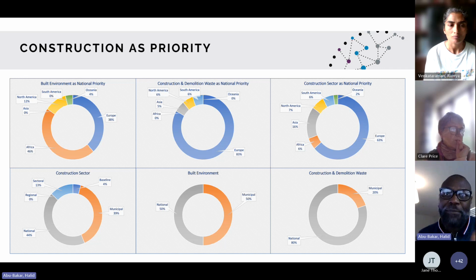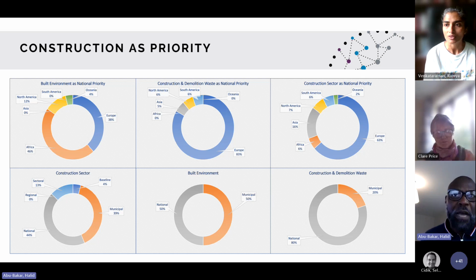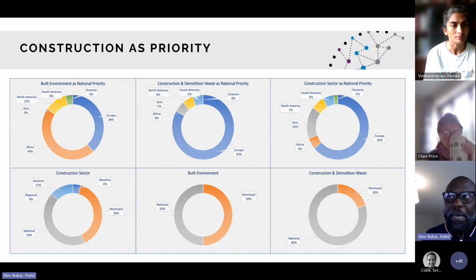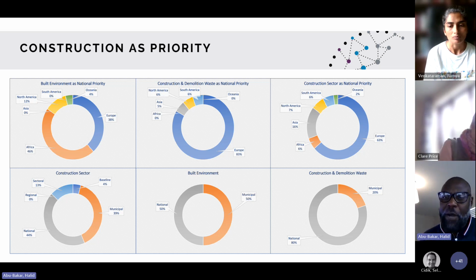Again, with regards to the types of roadmaps, so this being a priority area in the different types of roadmaps, national roadmaps have got this, followed by municipal roadmaps for construction. For built environments, actually split between the two, and then for construction and demolition waste, again, it's split between the two, but the national roadmaps overwhelmingly has this as a priority.